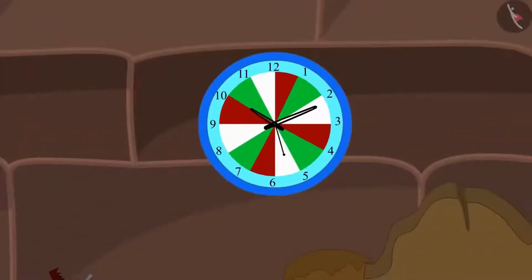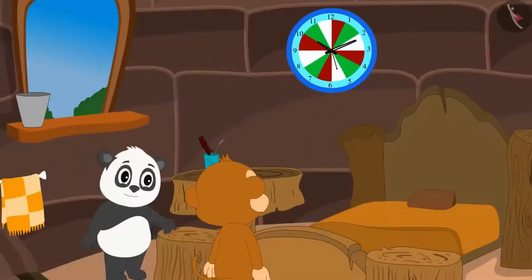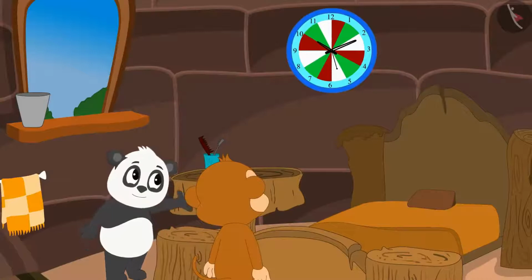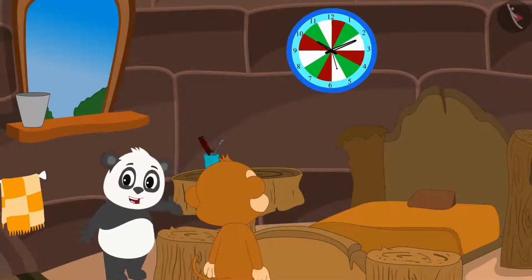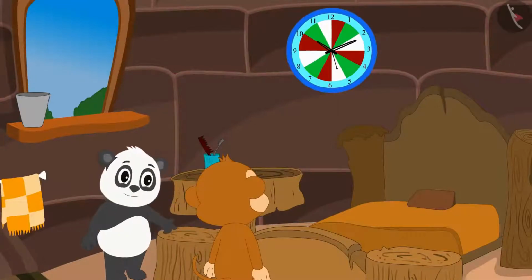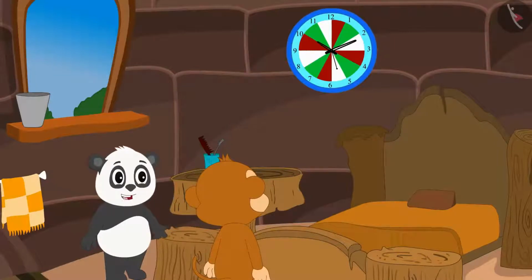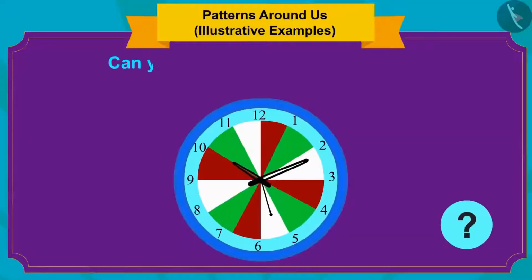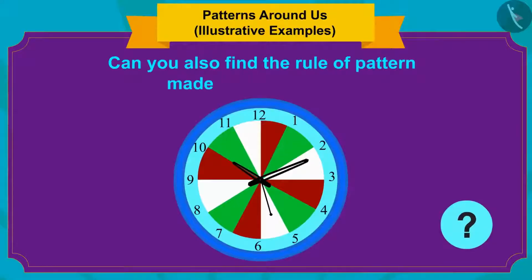Golu looked at the clock hanging on his wall and immediately pointed at the clock to Babban and said, "Look, Babban, this is a kind of pattern in my watch as well. Can you understand what the rule of this pattern is?" Children, can you also find the rule of the pattern made in Golu's clock?